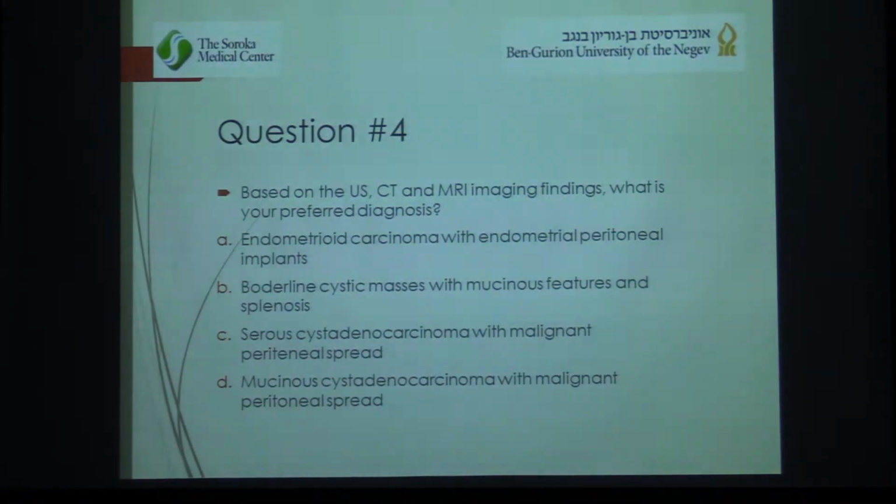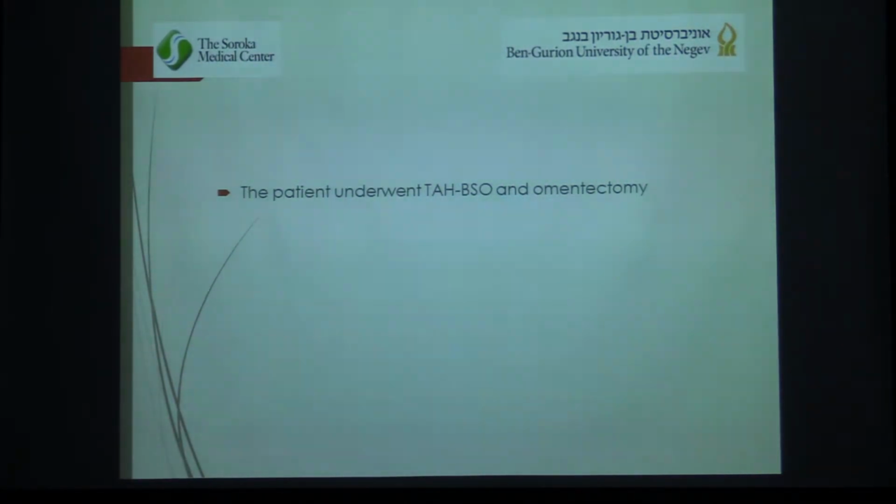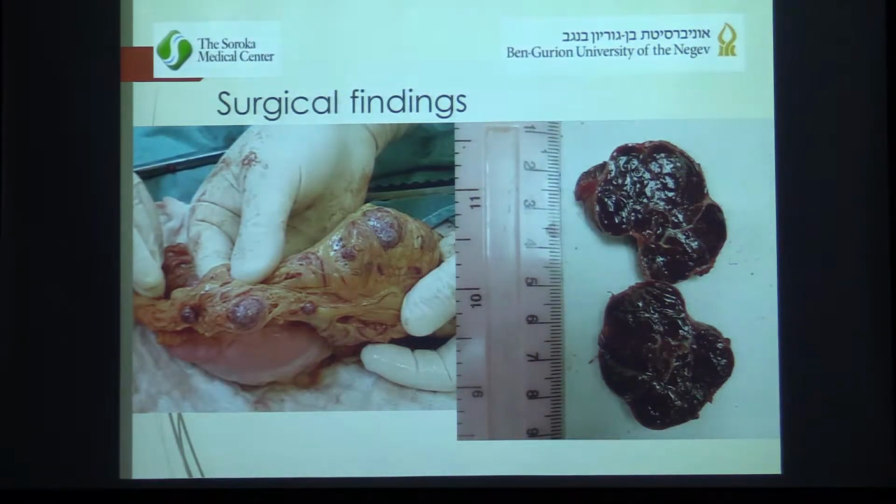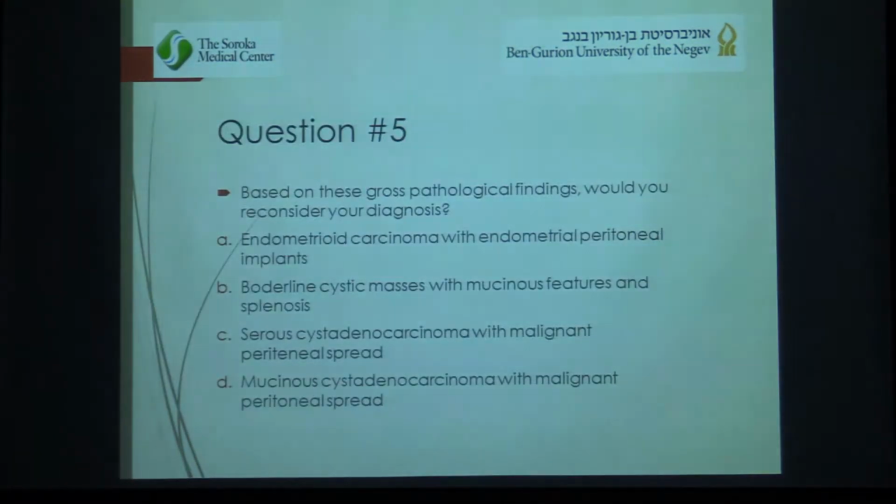I think I'm going to jump ahead here. I'm going to tell you that she underwent total abdominal hysterectomy, bilateral salpingectomy, and omentectomy. And this is the omental finding on the gross pathology of the omentectomy. You see that there was actually even more than expected: multiple hyperemic nodules just completely spread throughout her entire omentum. And here on the right image, we see a cross-section of the largest one, which was resected from the pelvis. So based on that, would you reconsider your diagnosis?